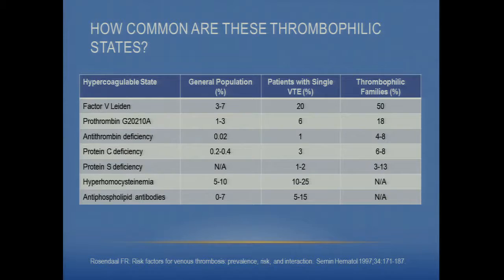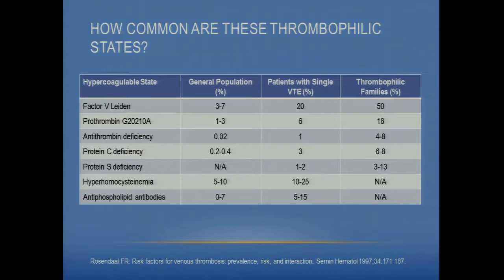Well, what if we look at patients who've had a single venous thromboembolism? In the middle column there, you can see that if we take people who've had a clot and we test them for all these factors, we find that more people than the general population have them. So that makes sense. If we assume that these are disease-causing risk factors, it makes sense that people who get clots are more likely to have these. So factor V Leiden is seen in up to 20% of patients who've had a clot. Overall, if you look at the combination of inherited hypercoagulability, about 50% of people with a first venous thromboembolism will have some identifiable hypercoagulability trait.